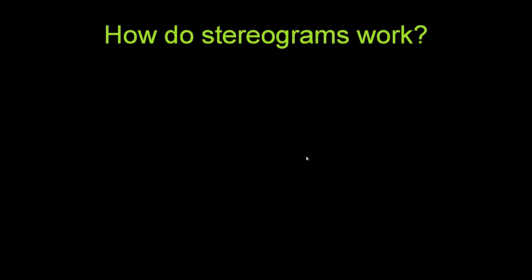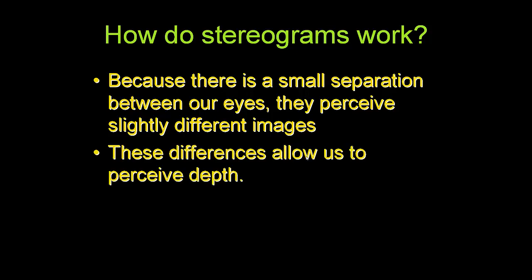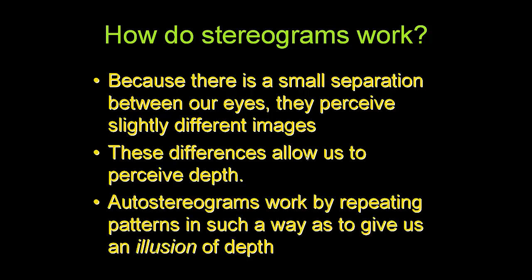Okay, so before we start, let me just do a quick introduction on stereograms and tell you a bit about how they work. This is just for fun, for general knowledge, will not be tested in exams. Well, it turns out that stereograms work because there is a small separation between our eyes, right? And because our eyes are separated, they see things slightly differently. And this gives us the ability to perceive depth, okay? So what stereograms also do, which is the kind of stereograms that we'll make, is that they repeat patterns in such a way that our brains are kind of deceived into seeing some illusion of depth.